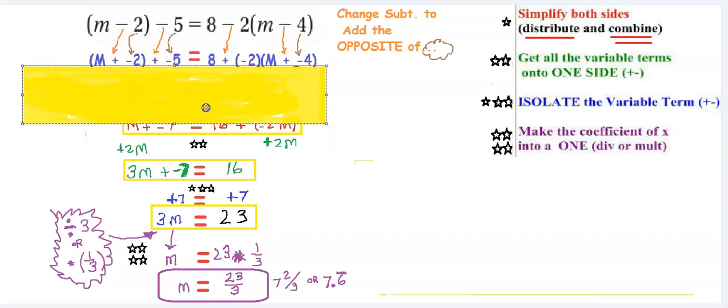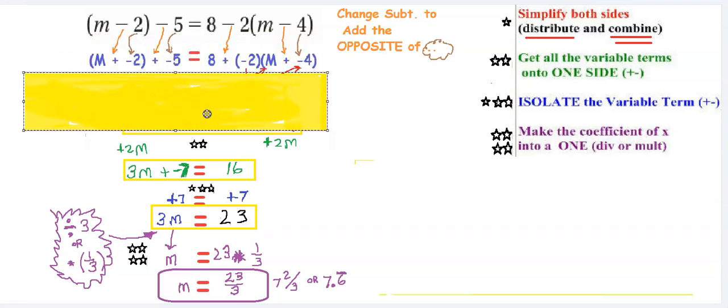So that becomes M plus, now it's a negative 2, and then we've got a plus negative 5 equals 8 plus, that 2 is going to become a negative 2, and then inside the parentheses is going to be M plus negative 4. So all the subtractions became adding the opposites. Okay, now we're on step 1, which is the single star step. Simplify both sides.